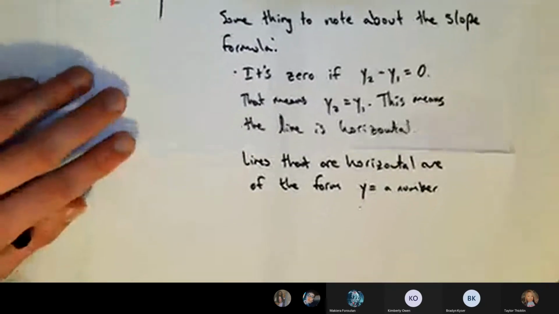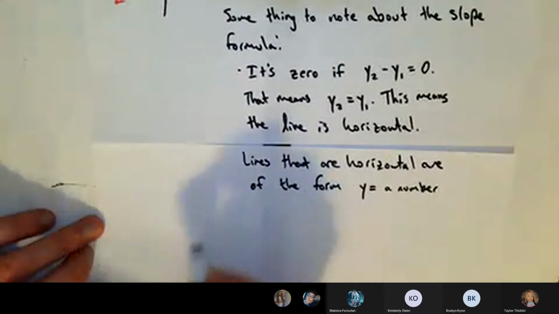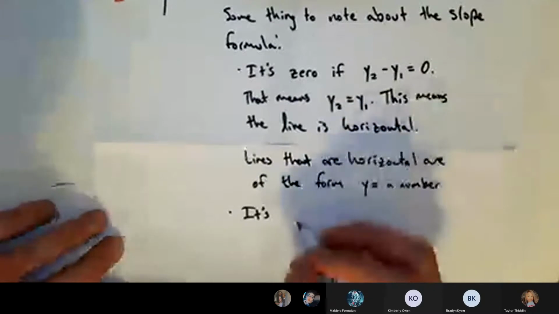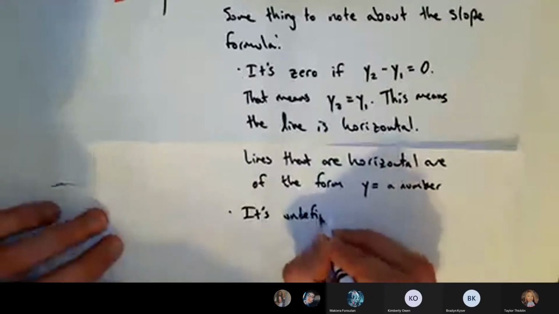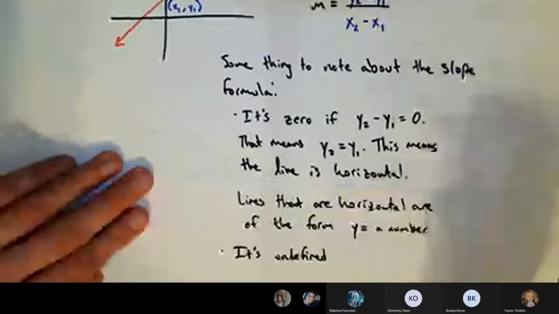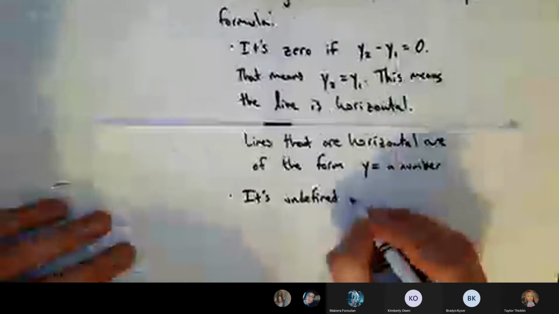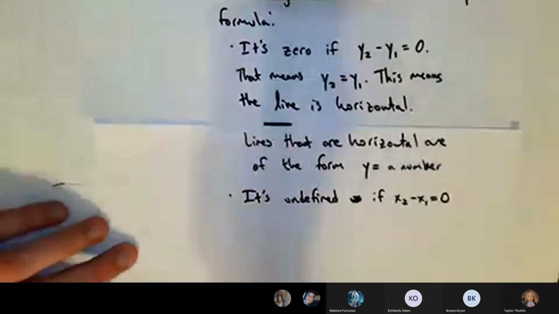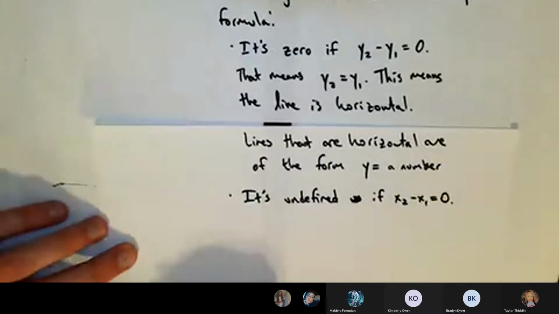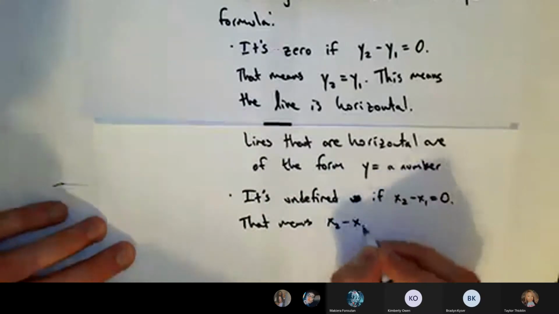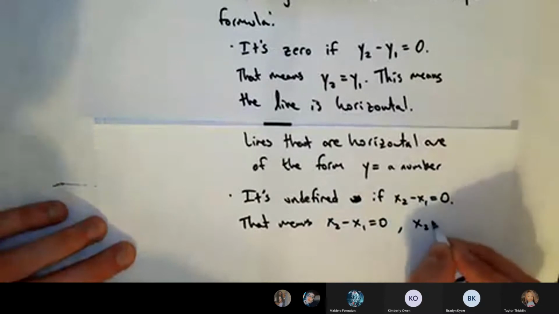Okay, another note about the slope formula is that it's undefined. Now, how do we have undefined in a fraction? When the denominator is 0, right? So it's undefined if x2 minus x1 is equal to 0. If the denominator is 0, that would make the slope undefined. But what does that mean? That means x2 minus x1 is equal to 0. In other words, x2 is equal to x1.